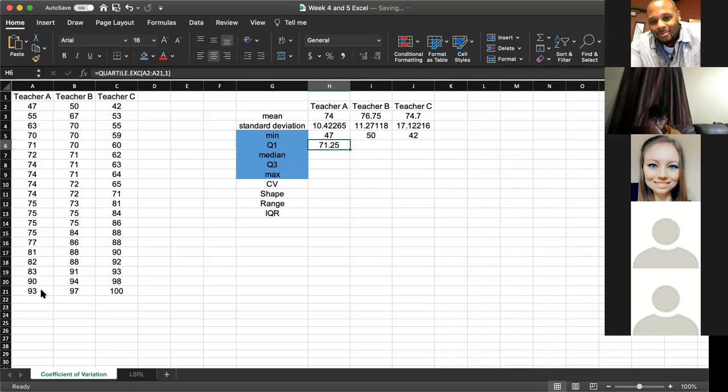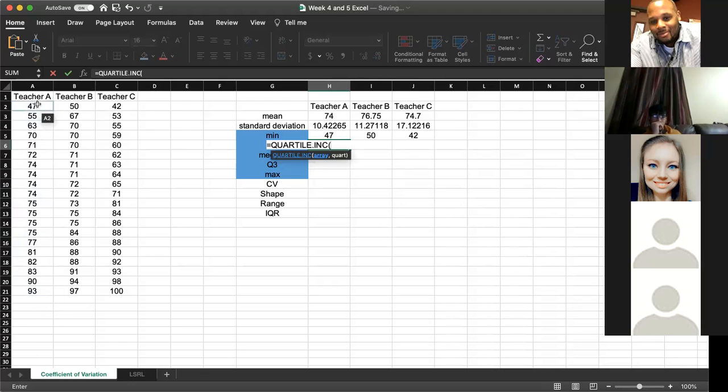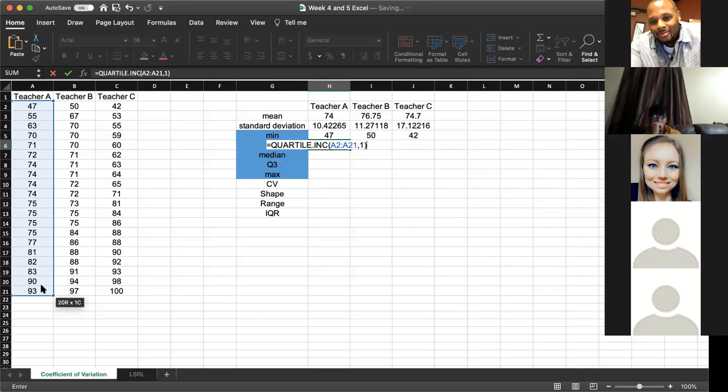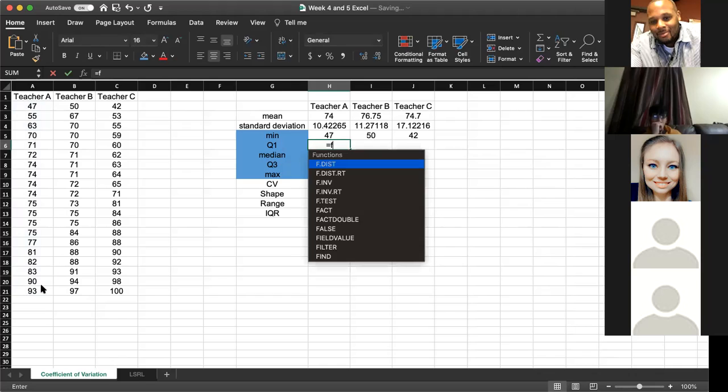That's not the right one. It's 71.25. So let me try it again. I use EXC, right? On that one? Yes. Yeah, let's do INC. Quartile. Again, drag down. This time I'm doing INC. I think that's the right one. I want the first quartile. That's not right either.